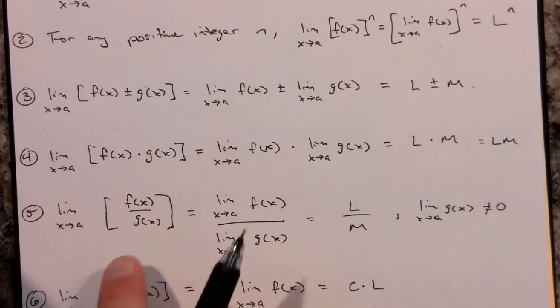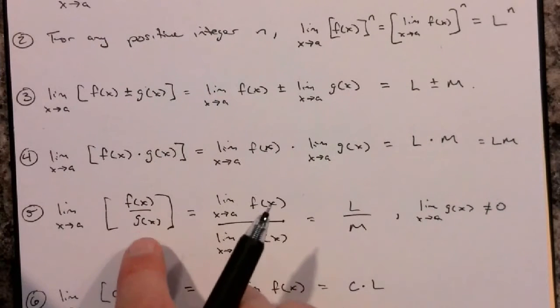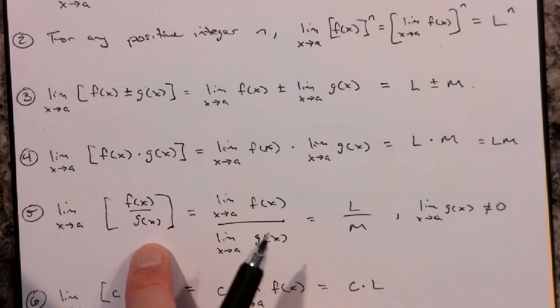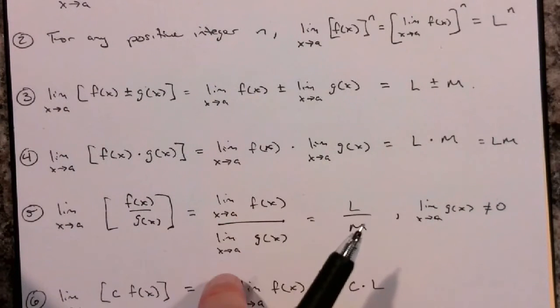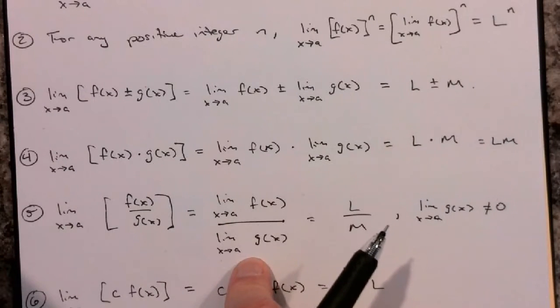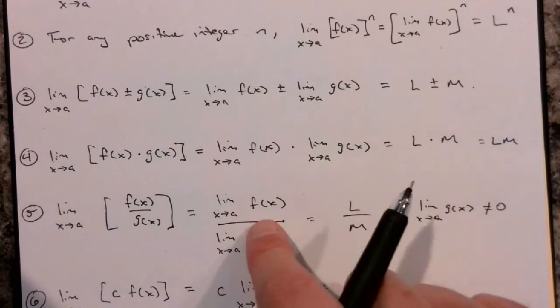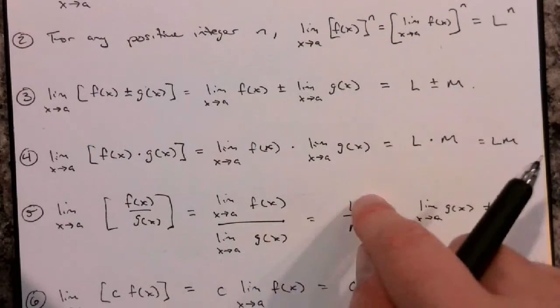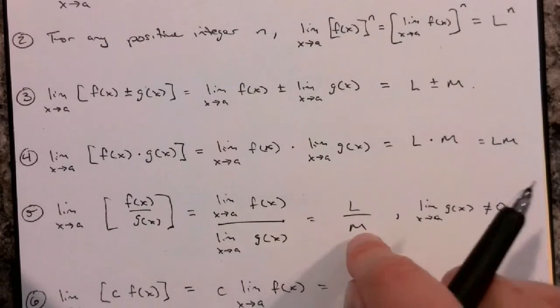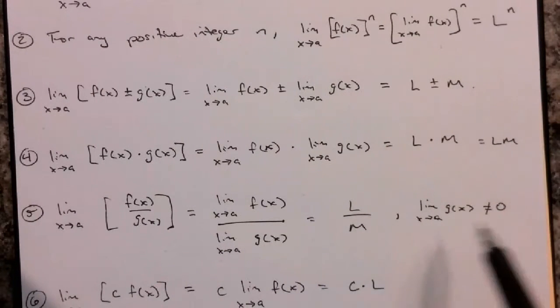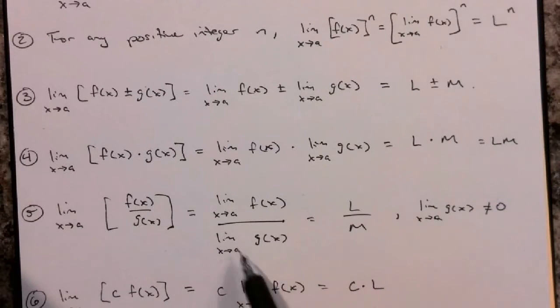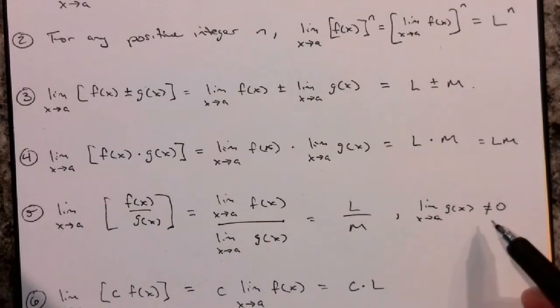Similar rule for division. The limit as x approaches a of a function divided by a function, right, is equal to the limit of the numerator function over the limit of the function in the denominator. So in this case, the limit as x approaches a for f of x is L, the limit as x approaches a for g of x is m. So we get L over m, and then we just caution that the limit here as x approaches a for g of x can't equal 0, otherwise this would be undefined.